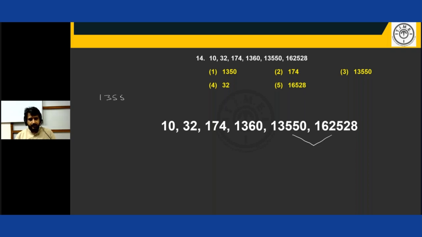13,550 10 times is 1,35,500. I'm multiplying for 2 more times. Let's check it. 13,550 2 times is how much? 27,100. So totally how much? 1,62,600. What is this number? 1,62,528. It goes maximum 12 times, but not exactly 12 times.